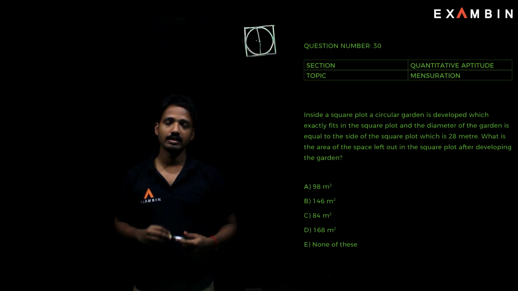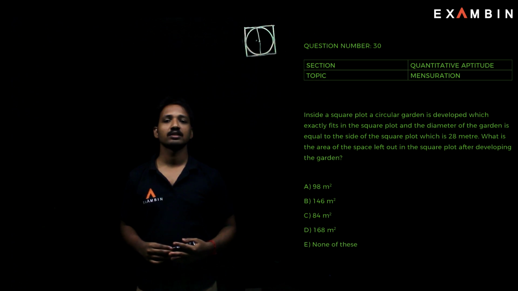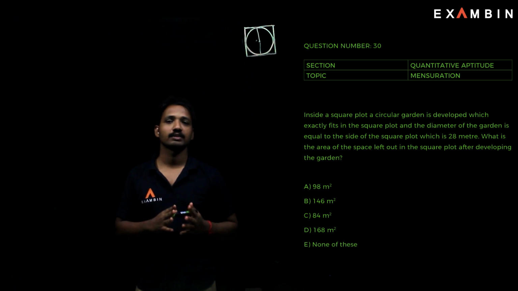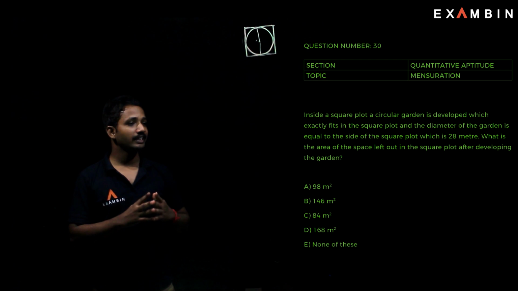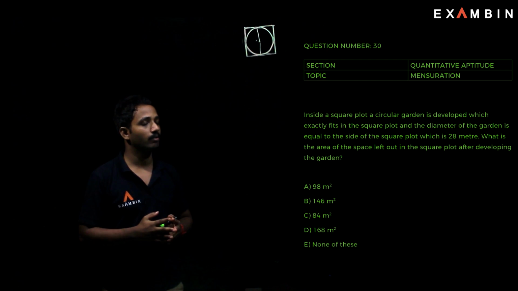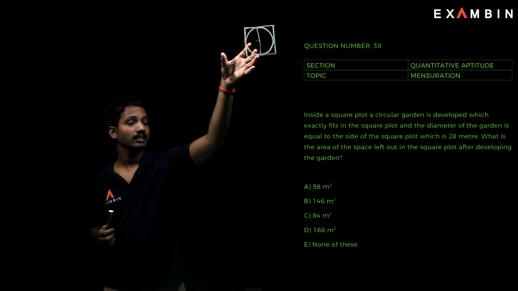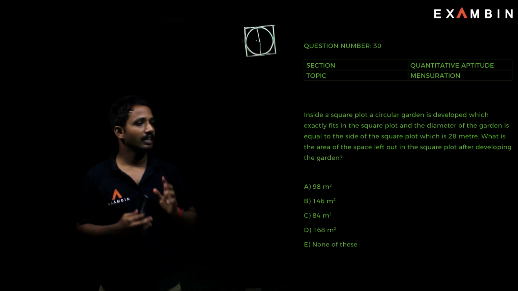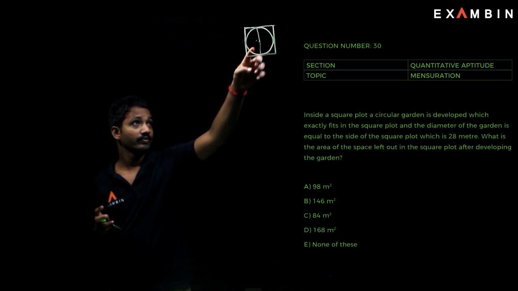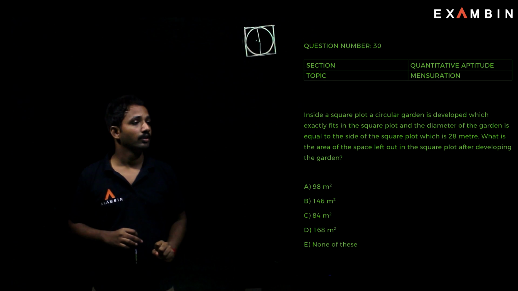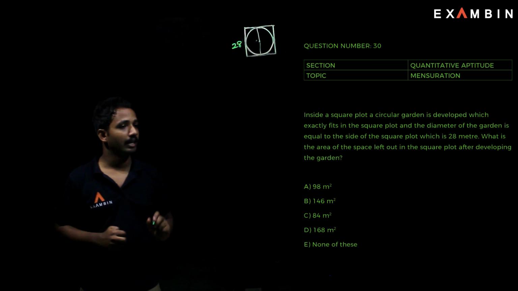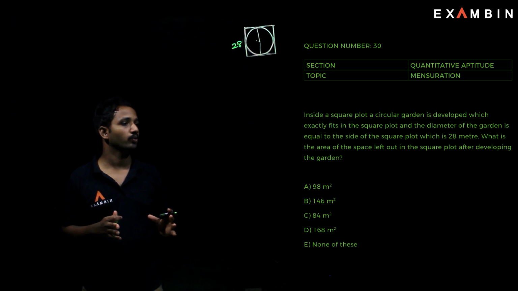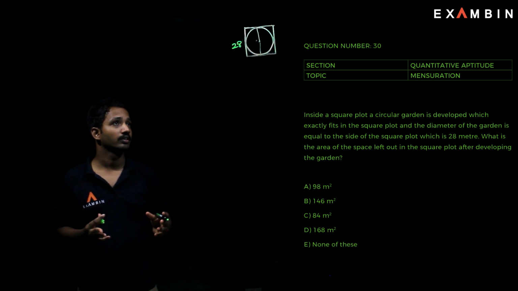Now we will see a problem based on mensuration. This question was asked in the SBI PO Prelims 2017 exam conducted in April 2017. The question is, inside a square flat, a circular garden is developed which exactly fits in the square, and the diameter of the garden is equal to the side of the square flat, which is 28 meters. What is the area of the space left out in the square flat after developing the garden?